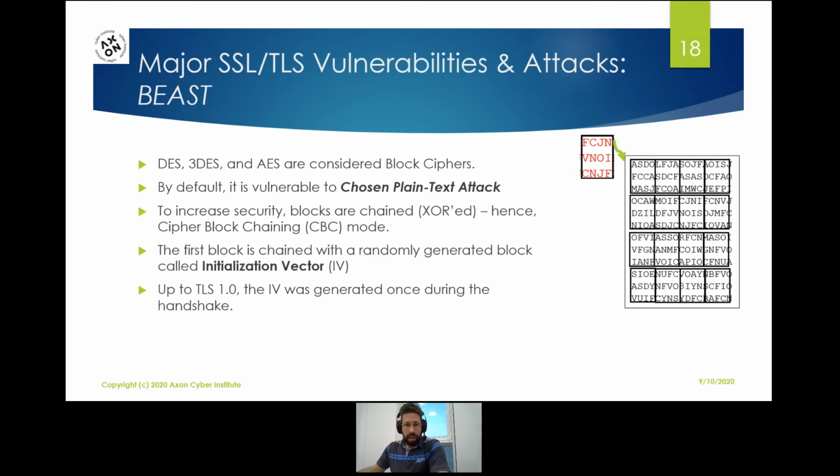Look at this image here. In this image, we have a document that needs to be encrypted. And if we choose an encryption algorithm like DES, triple DES, or even AES, the document is going to be divided into chunks, and we call these chunks blocks. Then each block is encrypted by itself. So you can imagine the first block is encrypted, second block is encrypted, and so on.